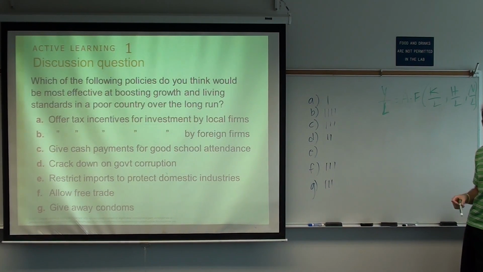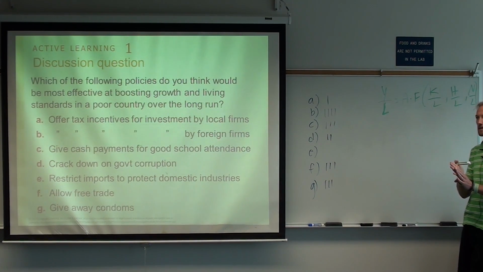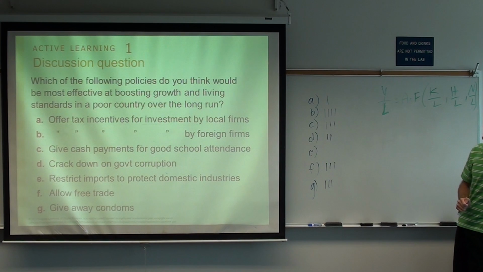Not a bad one. Any ideas? All right, we'll leave that one for a couple minutes then. What about restrict imports to protect domestic industries? Nobody voted for that. Why did nobody vote for that? What did we learn? When you cut off trade, that makes everyone worse off, right? Because trade can make people better off, right? Remember, people were consuming off of their PPF. What about allow free trade? Good. We have 3 people who voted for allow free trade.